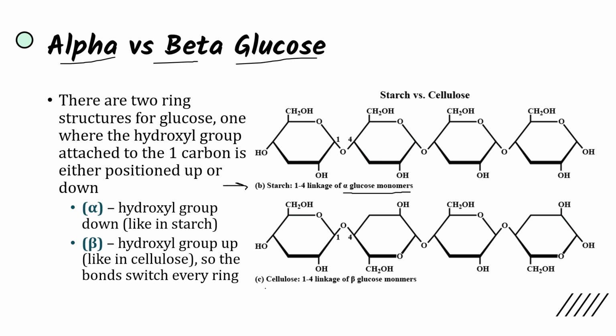And then in cellulose, we have the exact same makeup of glucose molecules, and they're not structurally any different. However, there's going to be a different linkage where the hydroxyl groups are positioned up on every other glucose molecule. As you can see, that's going to change the bonding because the bonding is going to switch every ring. This is the difference between alpha and beta glucose, where we have the same chemical formula and structure of the monomer, resulting in a different overall polymer, just by flipping the monosaccharide.